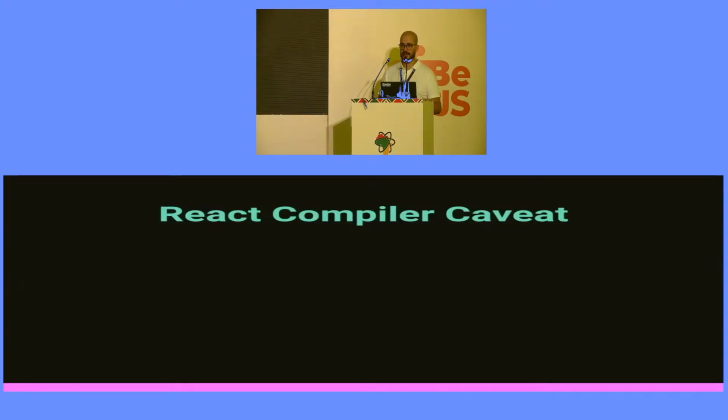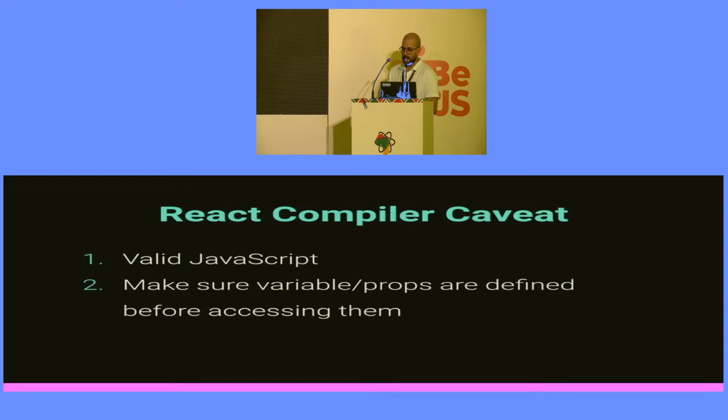React Compiler, like any compiler, comes with some caveats. You have to give a specific input. First one is valid JavaScript. Not a surprise, you have to write valid JavaScript. Any broken JavaScript will be skipped. Another one: make sure the variables and props are defined before you use them. And this seems to be obvious as well for any React application. And the third one is to use the rules of React. Rules of React is something that has been introduced recently, but it's not new. It's just a structure that you need to follow.